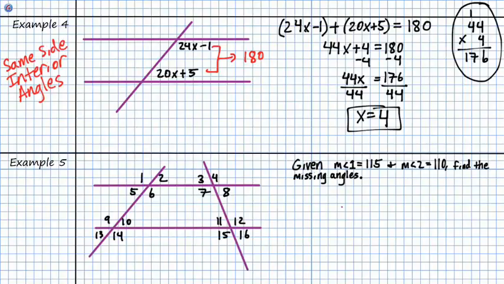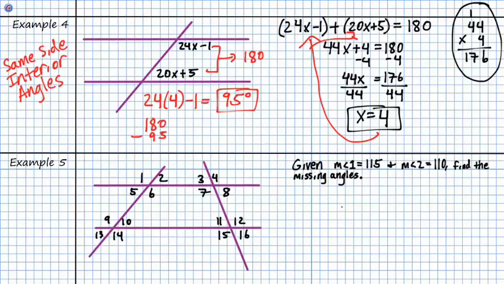So I found x. Now remember, in these problems, I'm more interested in what the individual angles are, so I want to go back and plug this in so I can find my individual angles. So then I would say 24x minus 1, so 24 multiplied by 4 minus 1, and that'll be equal to 95, and from there what I can say is 180 minus 95, and that should give me the supplementary angle.